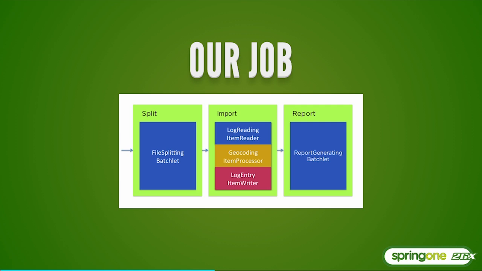The second step is we're going to import it into a database. So we're going to have a reader, an item processor, and a writer. The reader will read the files. The processor will actually geocode them. So it'll pull the IP address out of the log file, and it'll geocode that IP address. So it'll give us basically the country that the IP address was accessed from. Finally, like I said, we'll write it into a database. And then the last part is we'll generate a little HTML report that has a map with some pretty colors on it that highlights which countries were actually viewing this data.